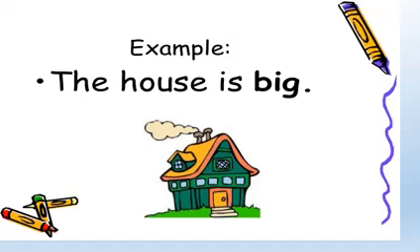For example, the house is big. Here you can see that we are talking about only one thing, and I told you when there is no comparison and we talk about only one thing, it will be your positive comparison. And here you can see that only one thing is here and no comparison is there, so it is your positive comparison.